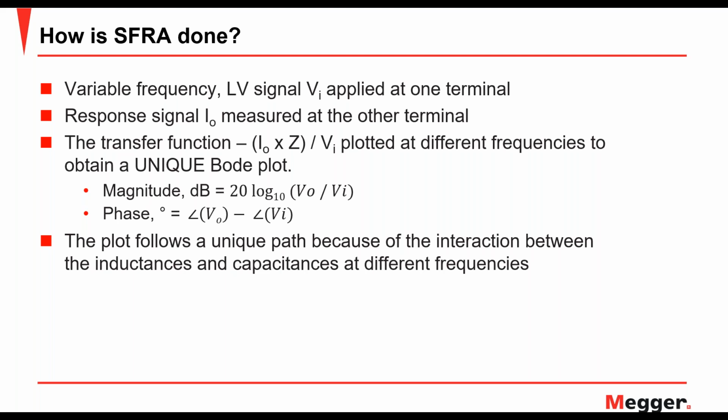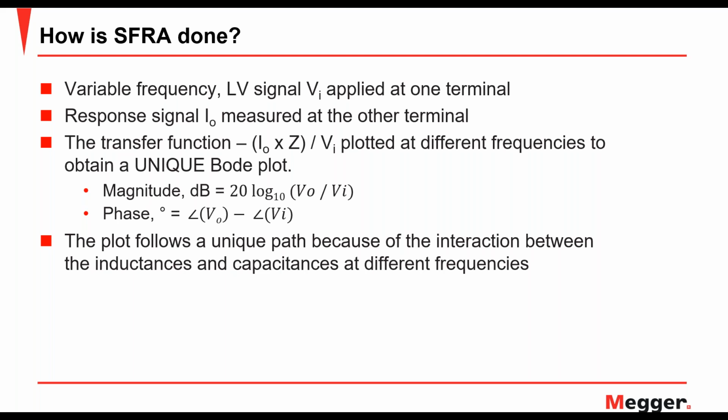The magnitude of the transfer function changes at different frequencies because the inductive reactance and the capacitive reactance are dependent on the frequency. So the values change with frequency, and by plotting all those points on a graph, we get a unique curve. And we get 2 graphs. One is the magnitude of the transfer function, which is given in decibels. So it's 20 times log to the base 10 of VO by VI. VO is the output signal, VI is the input voltage.